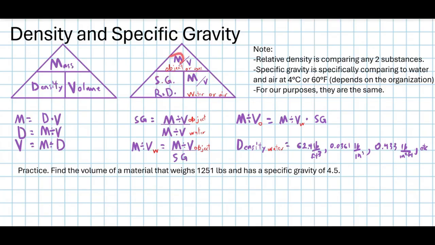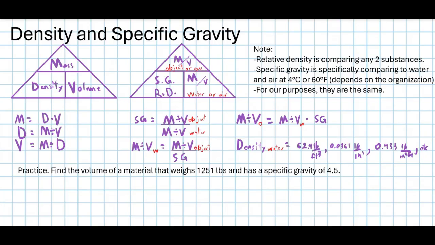When we're comparing our object to our water, we get that specific gravity. If we only have the mass of our object and we have a specific gravity, we can use the specific gravity to find that mass in water. We can do this because we know that the volume isn't going to change. We may not know what the volume is, but we know that using this formula, this volume for the object and this volume for our water are going to be equal. So we can do our mass divided by the specific gravity to find the mass of water. Now, once we have the mass of water, we go back to our density of water that we must have memorized, and we can find out what the volume is.